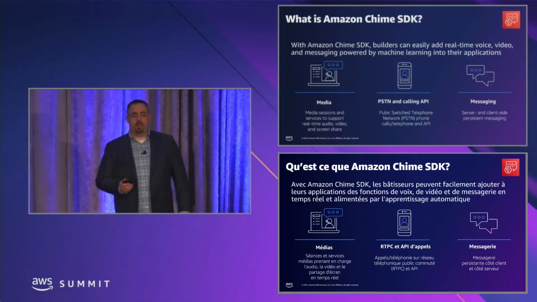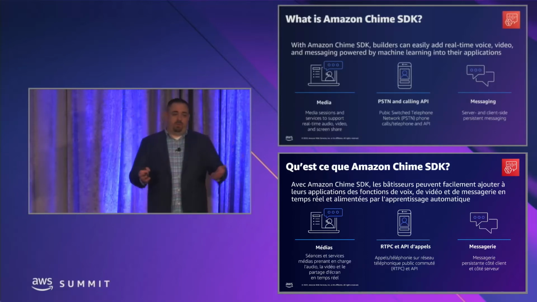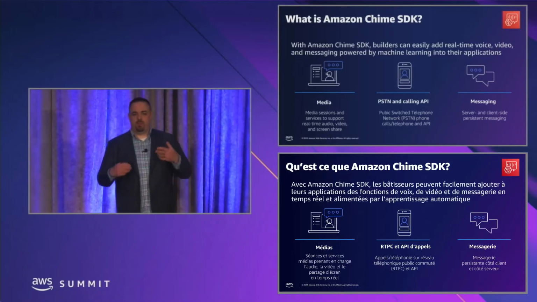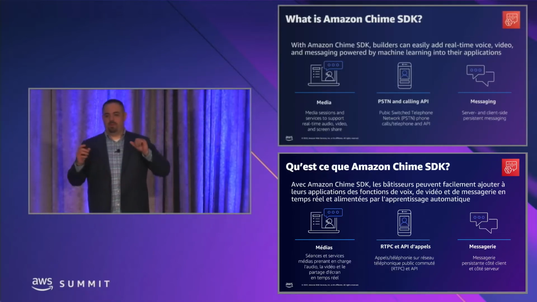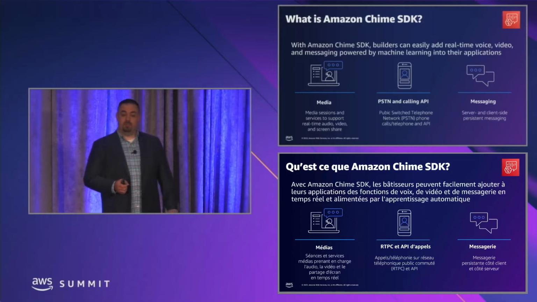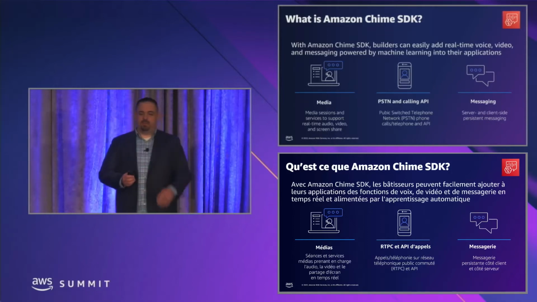PSTN and calling. That's really, we do SIP trunking. If you're not familiar with SIP trunking, that's session initiation protocol. That's where you're tying to existing phone systems or phone systems in the cloud. So we have that capability. And also programmable voice, so being able to control telephony, but with a Lambda function or a serverless function, which is pretty neat. And lastly, our messaging and chat capability.